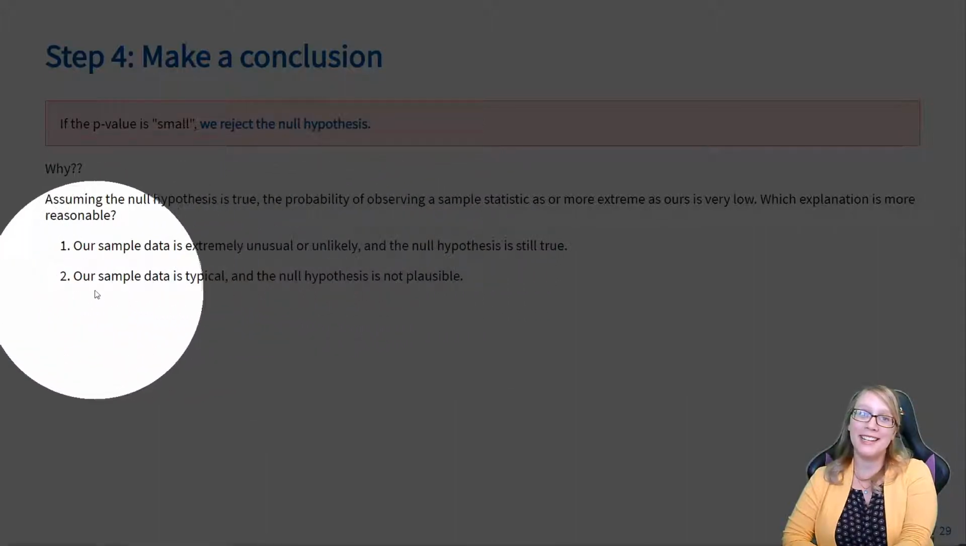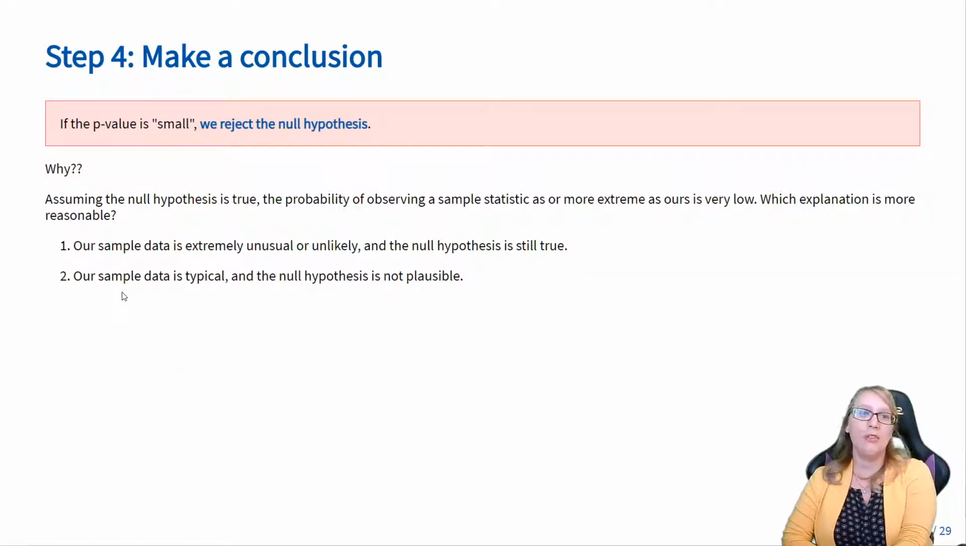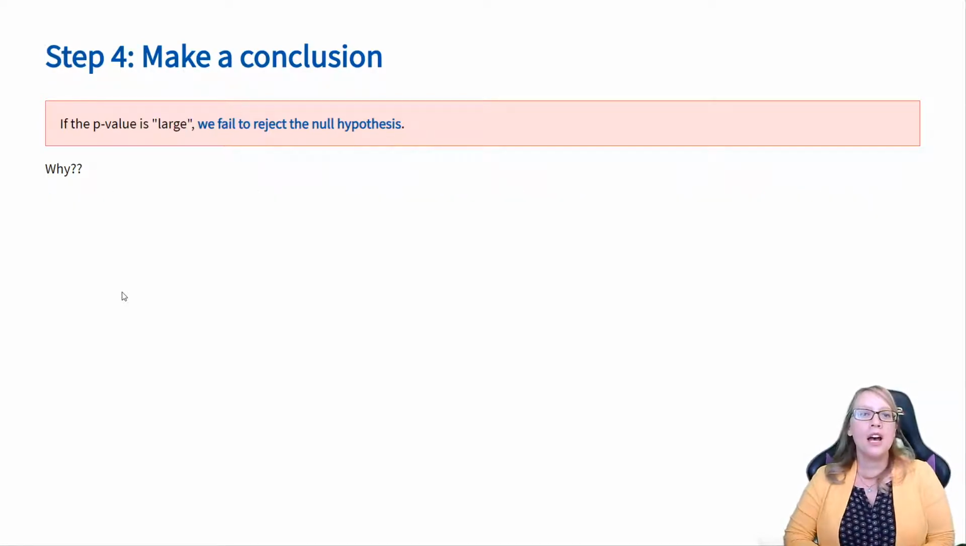Our sample data isn't unusual. If we have a large enough sample, if we have a random sample, we can feel more confident in saying that our sample data isn't that weird. It's more plausible that our null hypothesis was just a wrong assumption. Now, let's say that the p-value is relatively large, and again, we'll leave this small or large discussion for a little bit later. But if that probability is big enough, we'll fail to reject our null hypothesis.